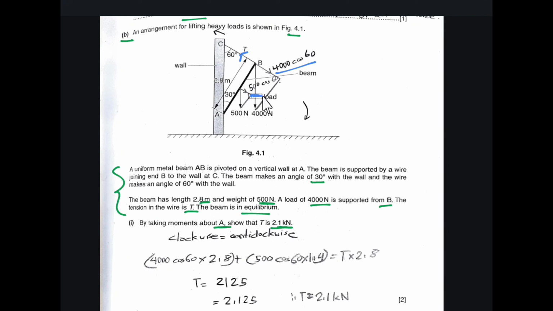Since this is the 4000 Newton weight, its vertical component would be 4000 cos 60. Since this angle is 30 degrees, and the plane is such that this angle is equal to this angle, and these are parallel sides and this is the bisector, this angle is 30 degrees. Thus this angle would be, since this is perpendicular, 90 minus 30, that is 60 degrees.